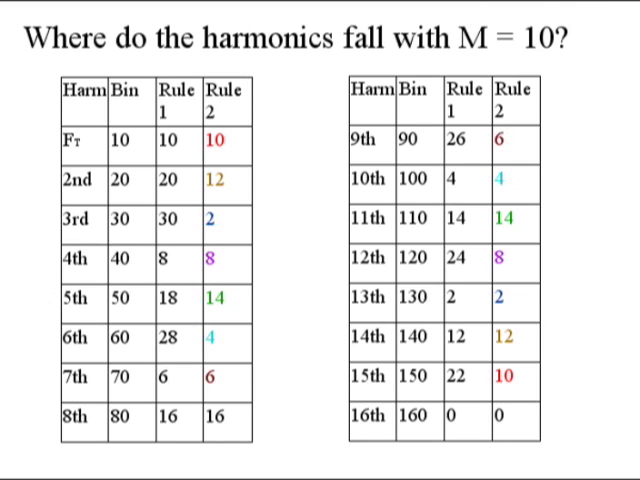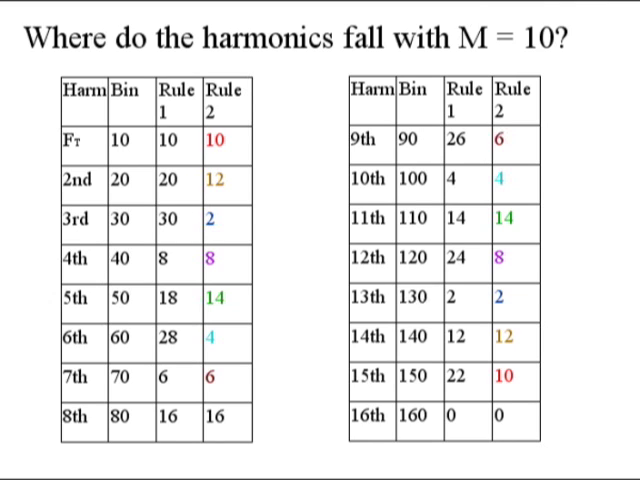Now notice the ninth harmonic also goes into bin 6, just like the seventh harmonic did. Those colors match. The 10th harmonic would fall in bin 4, but we already have something in bin 4. That's where the 6th harmonic would go. The 11th harmonic would fall into bin 14, but the 5th harmonic went into bin 14. The 12th harmonic would go into bin 8, just like the 4th harmonic did. So the problem here is there's not enough bins for all these harmonics.